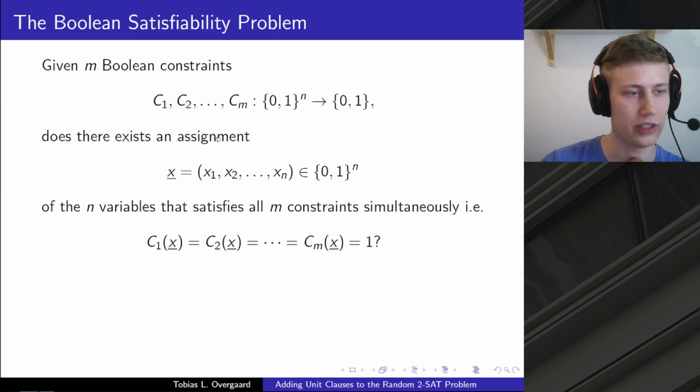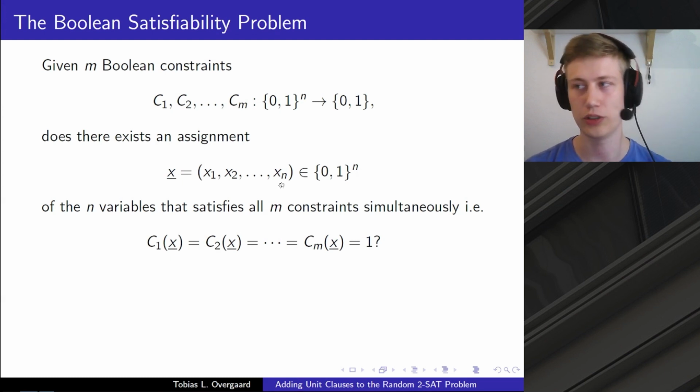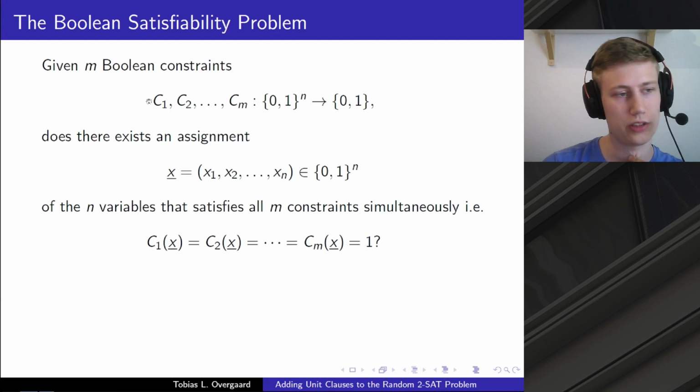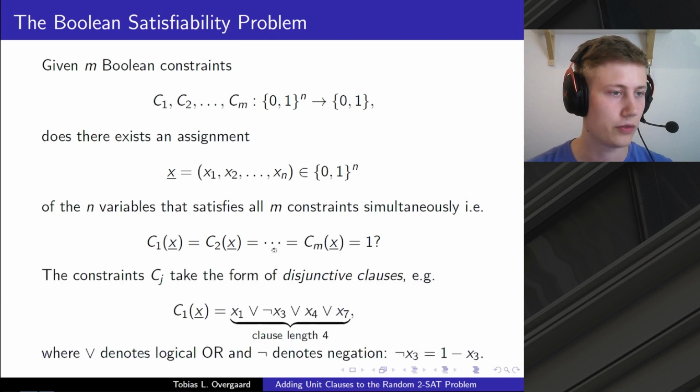So we are looking for an assignment. This is simply an input to these functions. Each of these variables, x1, x2, and so on, will be either true or false, or 0 or 1. And we want an assignment which satisfies all the constraints simultaneously. And so this is the problem. And of course, these could be any functions we want.